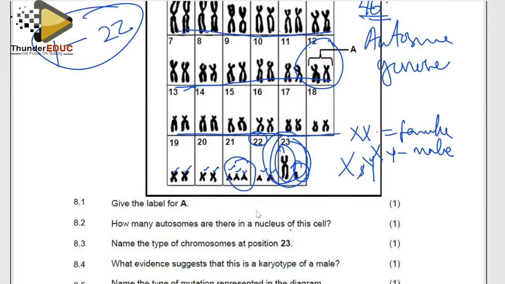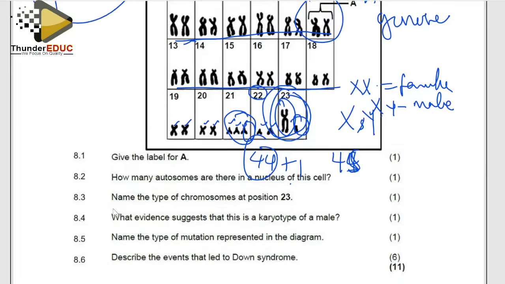Why? Because the 21 is supposed to be 44, but because of Down syndrome, plus 1 chromosome, which gives me 45. So there are 45 chromosomes, 45 autosomes.